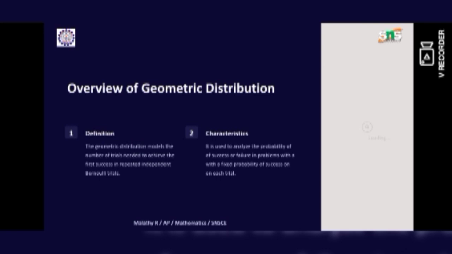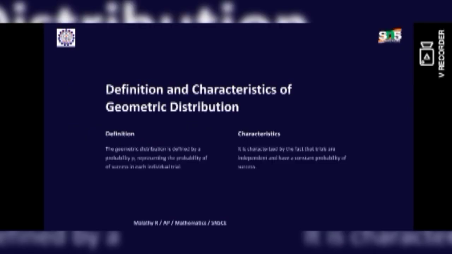This distribution is used to analyze the probability of success or failure in problems with a fixed probability of success on each trial. Definition and characteristics of geometric distribution: the geometric distribution is defined by a probability p representing the probability of success in each individual trial. The characteristic is that trials are independent and have a constant probability of success.